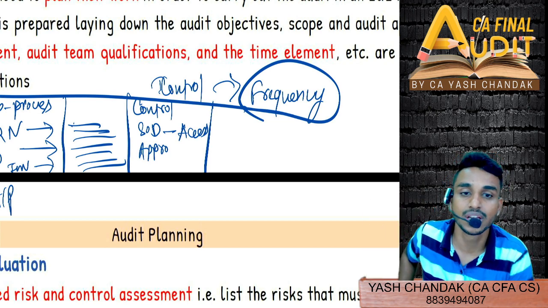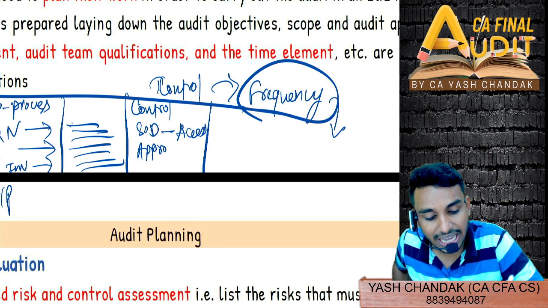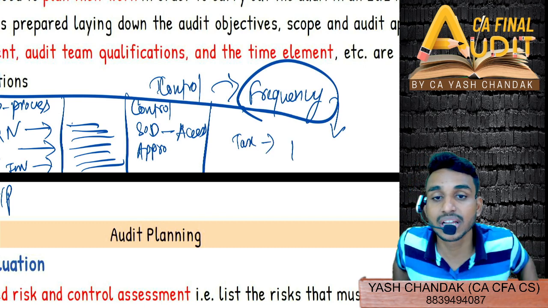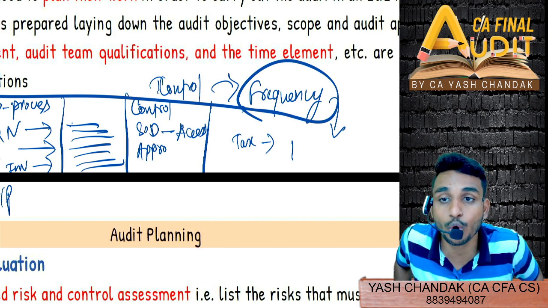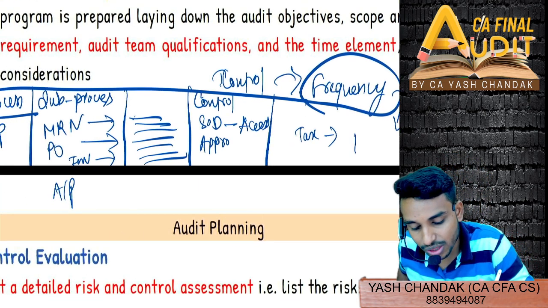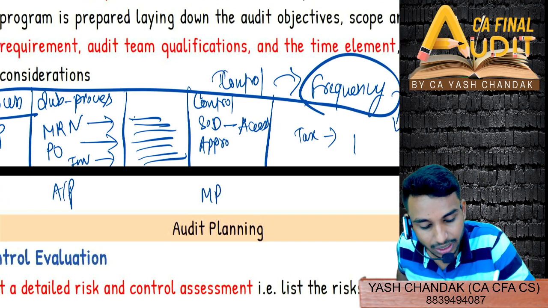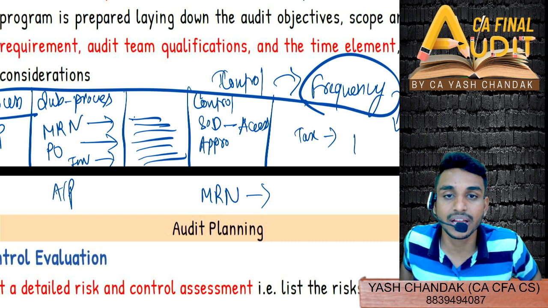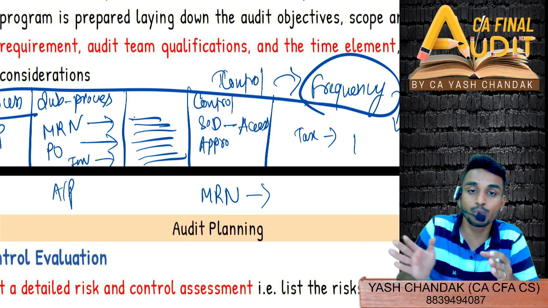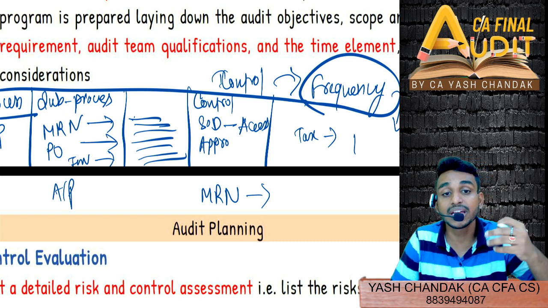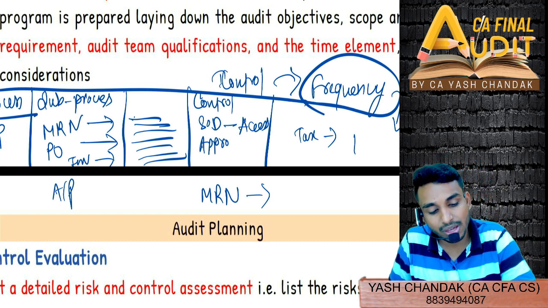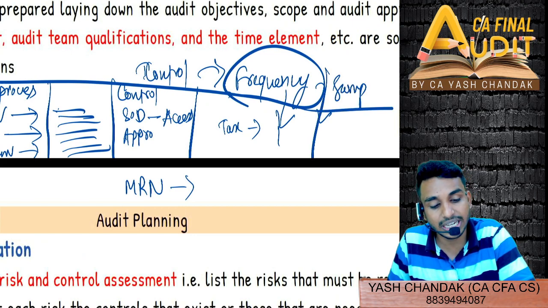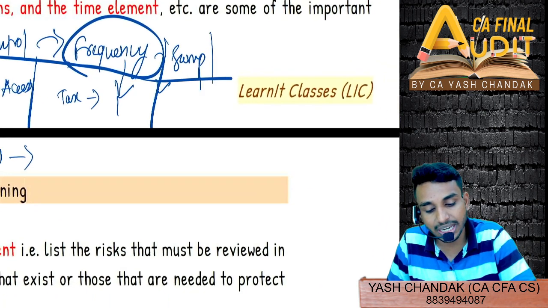So frequency, I told you what? Suppose for tax audit, the frequency will be once in a year. But for TDS return, the controls with respect to TDS return, it will be quarterly. Similarly, for procure to pay, for MRN, the frequency could be as per the requisition, whenever the request is raised. So based on the frequency, you will then realize the amount of sampling that you need to take, and that will also be mentioned in the RECOM. Sampling that you need to carry out.